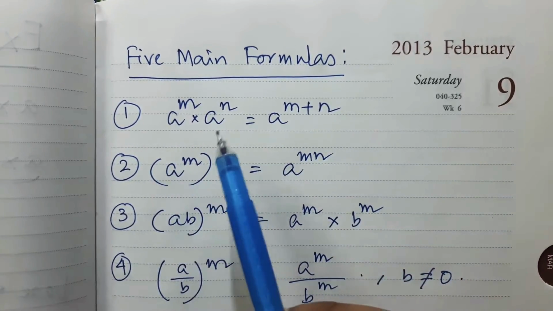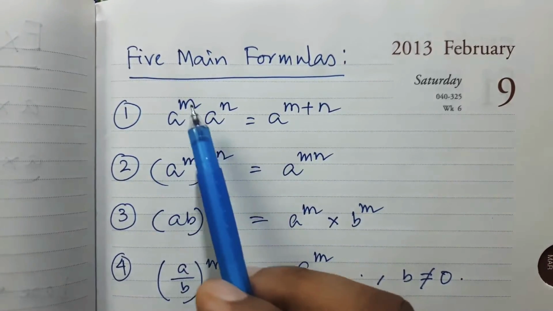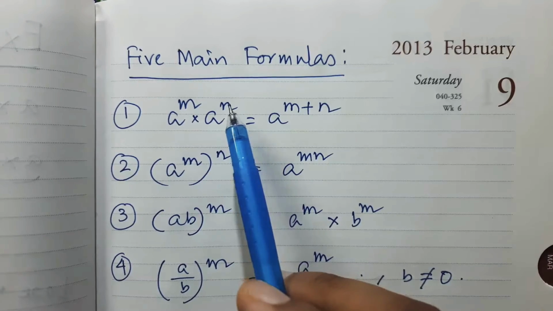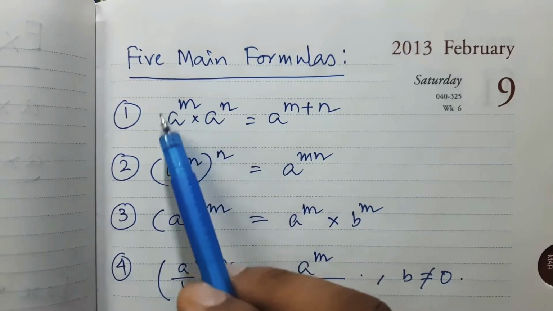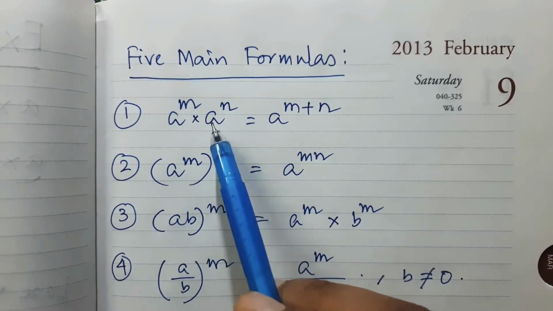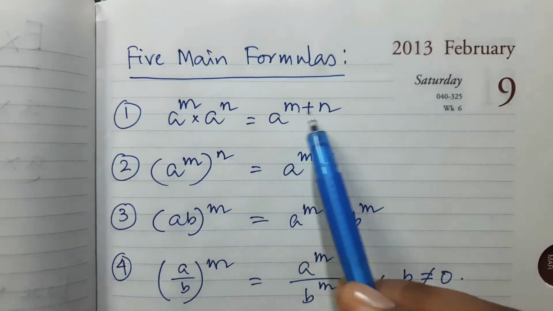Now this formula you can remember like this: the bases are equal and the exponents are different, that is m and n. Now there is a multiplication between this term and this term. Then we will just add the exponents like this, m plus n.